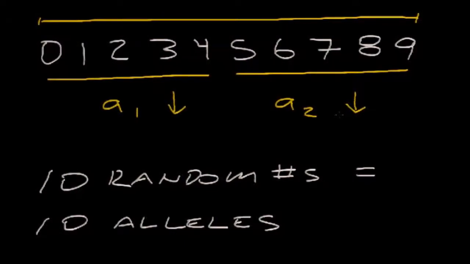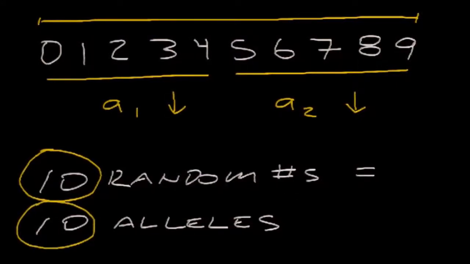To see what our next generation, our 5 tiger offspring, would look like if there was random mating among the parents, we will randomly select 10 numbers to represent the 10 alleles that we expect to see from this distribution of numbers above. So let's do that.